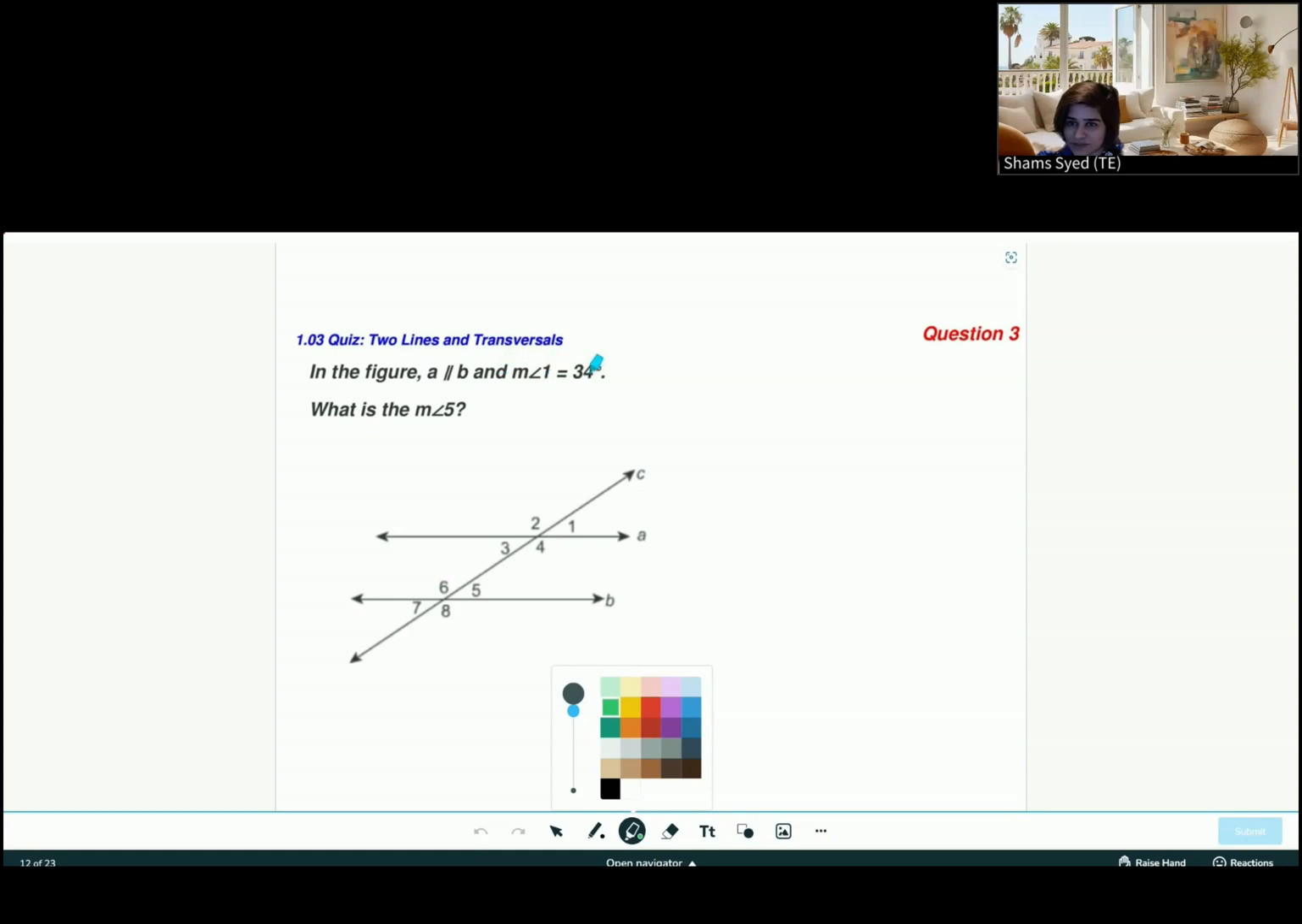And angle 1 is 34. They want you to find angle 5. When this is the case, there are only two possibilities for the answer. The answer would either be 34 or the difference of 180 and 34.